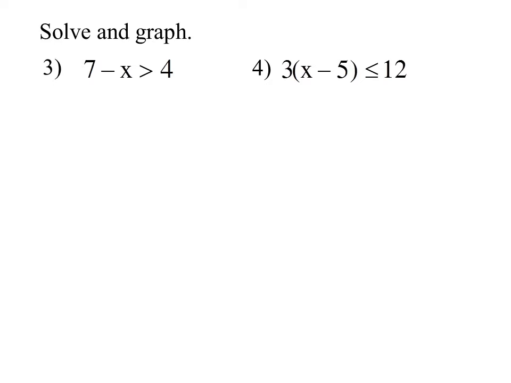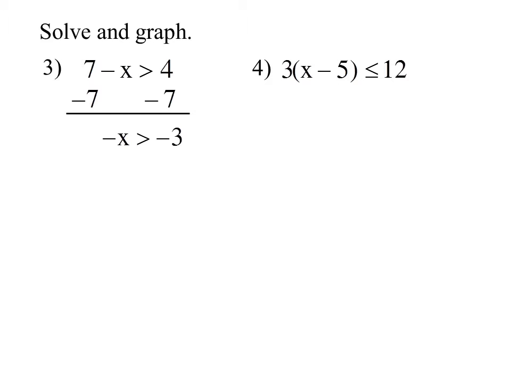On number 3, it's a little tricky because I have 7 minus x. I want to get that x part by itself. I have to look at that 7. It's a nice positive 7. So how do I get rid of a positive 7? Subtract 7. So it gets confusing because there's that subtraction sign afterwards, but that goes with the x. So we're going to subtract 7 from both sides.